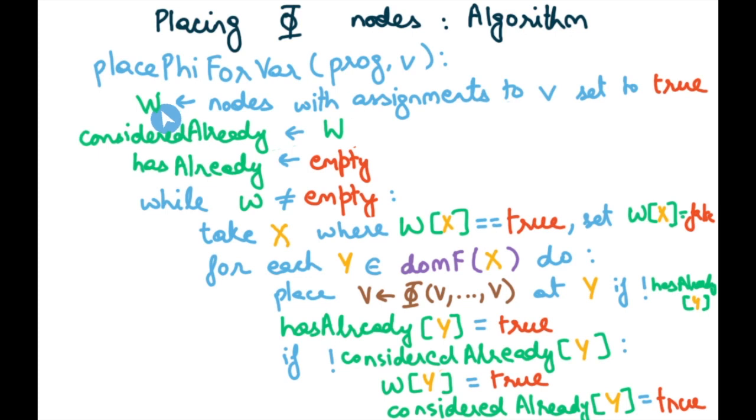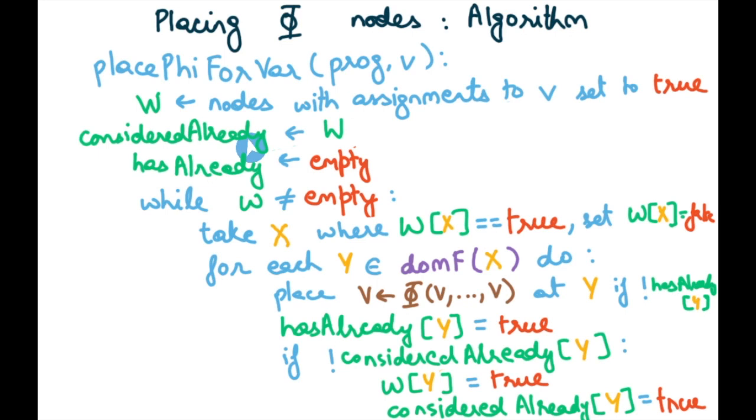I initialize the work list, which I'm calling W, with the nodes with assignments to V set to true. So initially all the nodes or the basic blocks which have assignments to V belong to the set W. To represent the fact that these nodes belong to the set W, it's a map from nodes to Boolean values, and a true value indicates that it belongs to the set, and a false value indicates that it does not belong to the set. So W is basically initialized to the nodes with assignments to V.